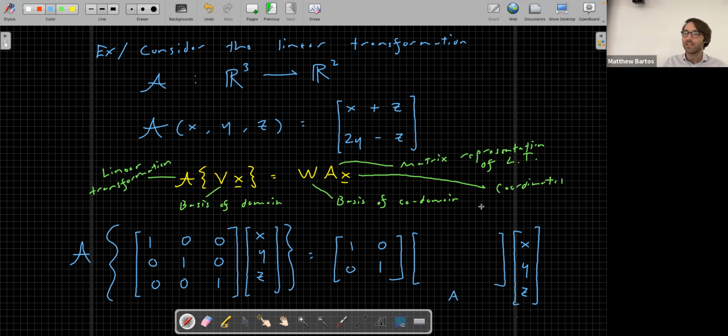Okay. So what are the elements of A going to be? What's the first row of A going to be to represent our linear operator? Okay, so the first row here is going to be x plus z. So the first row of A needs to be 1, 0, 1, exactly. And you can see the second row of A will be 0, 2, -1. Okay, so this was a simple example of how we could represent a linear transformation using a matrix.